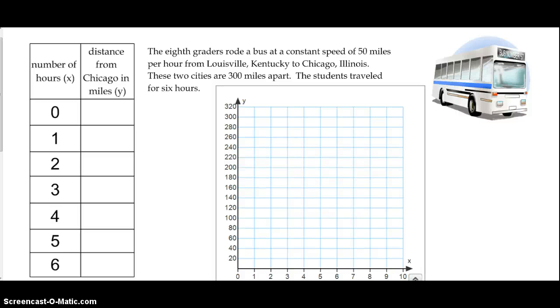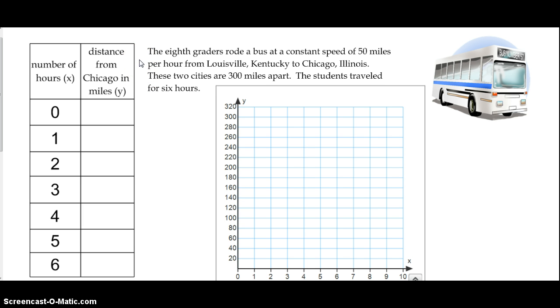Hello class. Today we are going to examine functions by first looking at a verbal description and using that information to complete a table, a graph, and finally an equation. So let's begin by reading the verbal description.